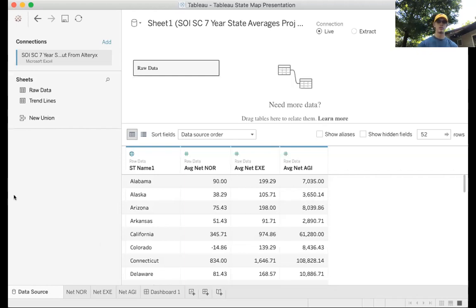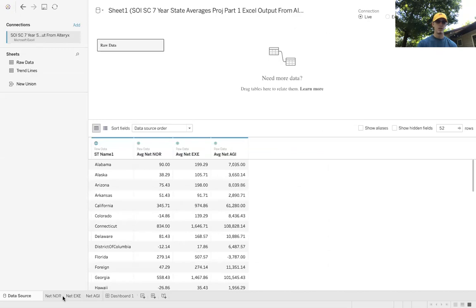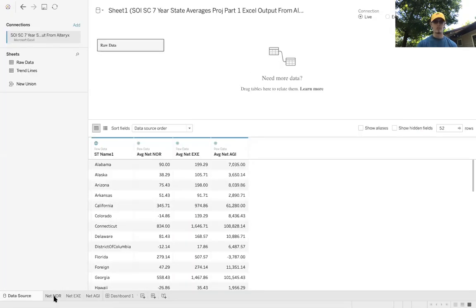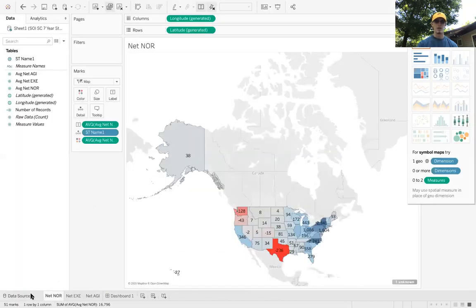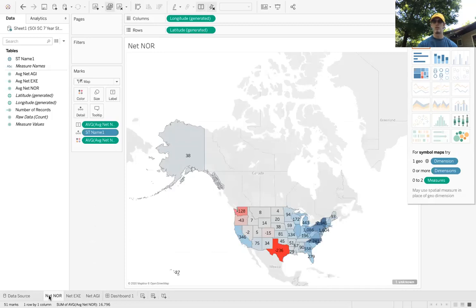So this is the raw data right here. And Tableau is unique because we can visualize the raw data. We have three variables here: net number of returns, net exemptions, and the net adjusted gross income. These three variables are just used to analyze the migration and categorize what's really going on here.